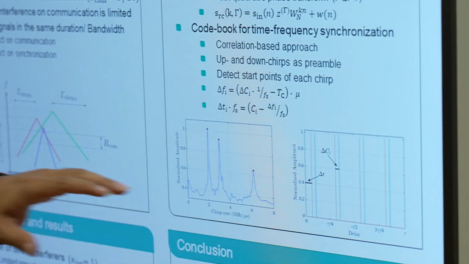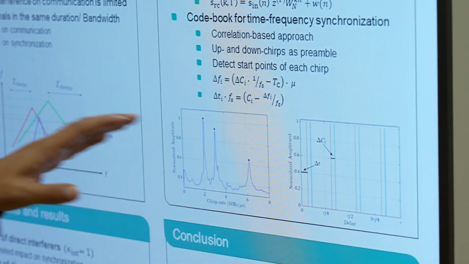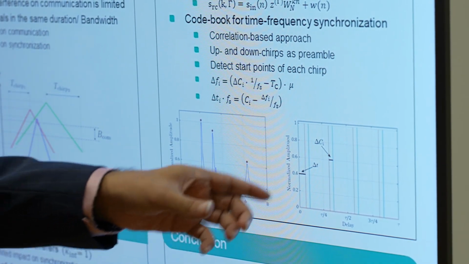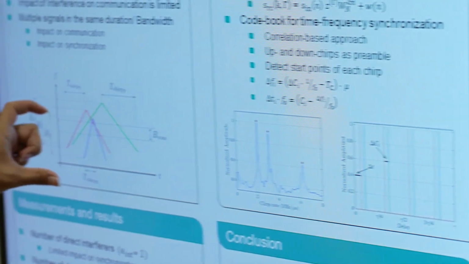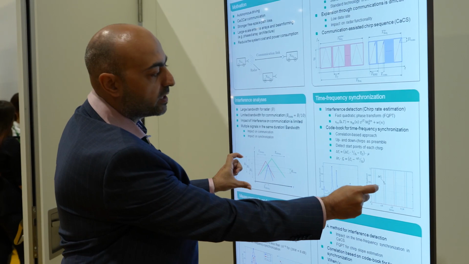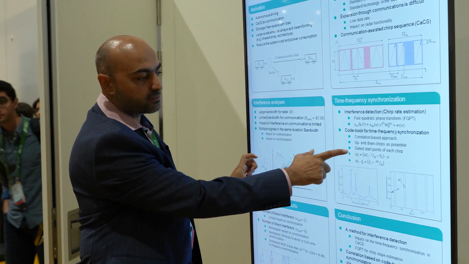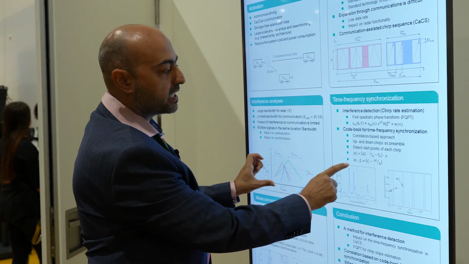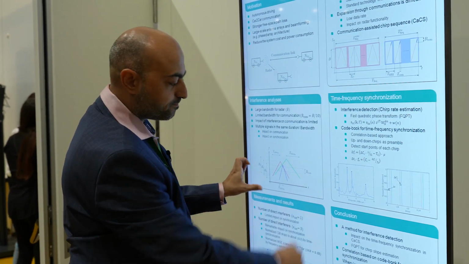Then we can do a correlation between a reference signal and the transmit frame that we get, and we get peaks from up and down chirps. If we calculate the distance between up and down peaks, then we are able to define the frequency shift. If we calculate all the differences between this frame, we can calculate the time shift.